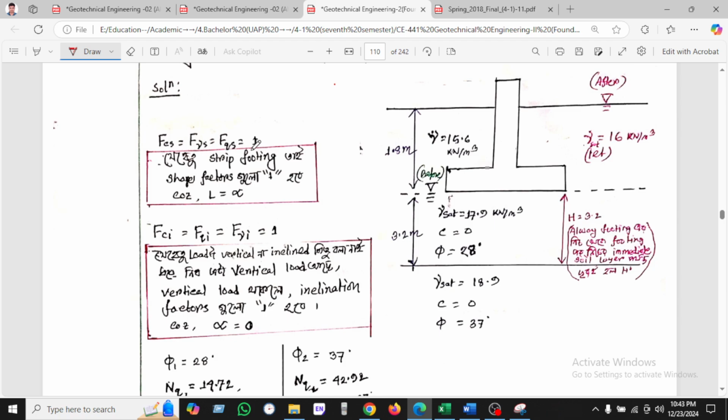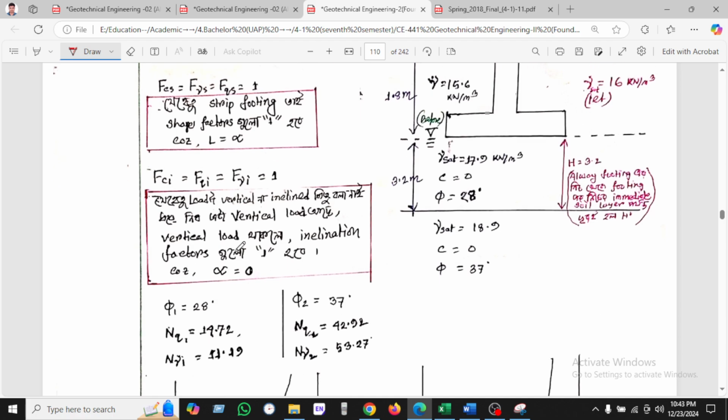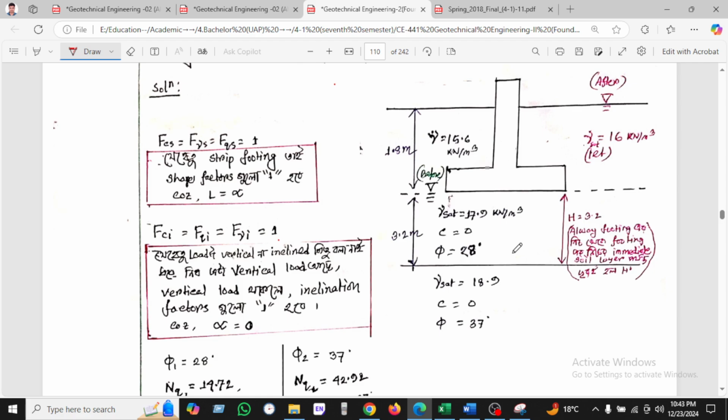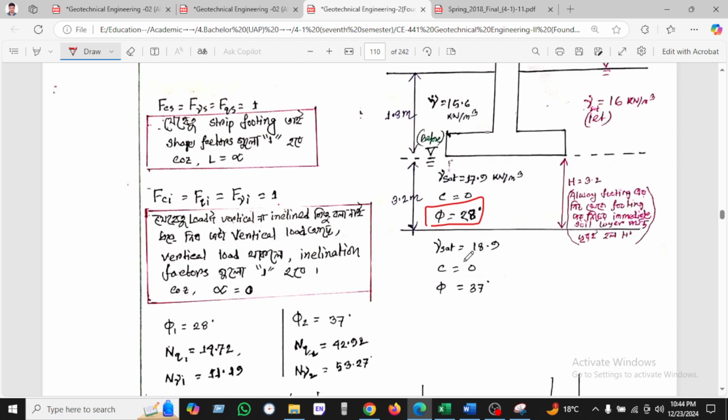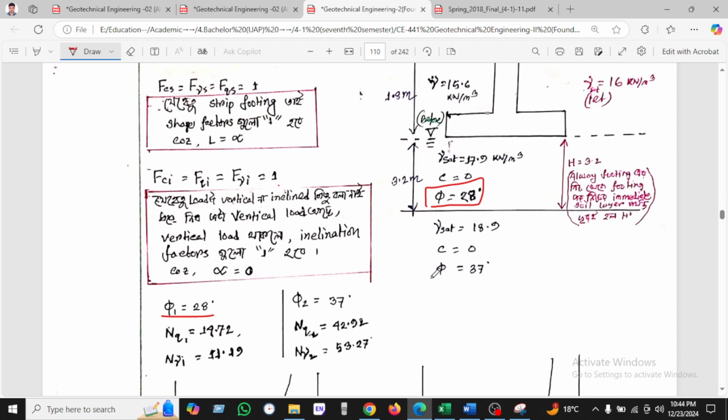As this is a strip footing, that's why we will use the shape factors Fcs, F gamma s, Fqs as 1. As there is no inclined load, that's why Fci, F gamma i and Fqi will be 1. At first I have taken two types of phi: here phi is 28, and another phi is 37.